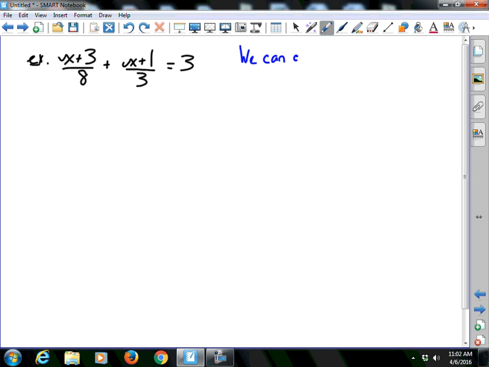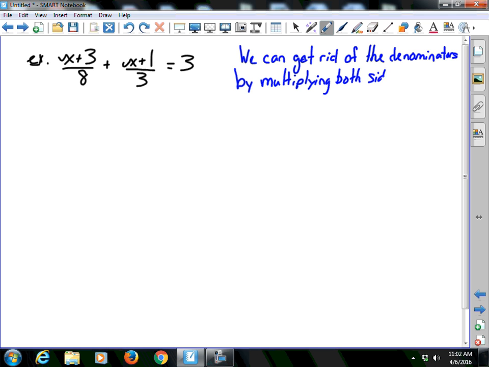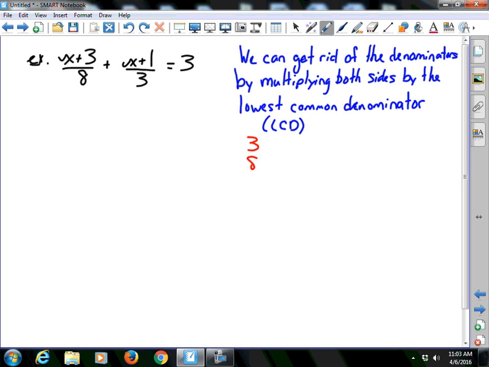We can get rid of the denominators by multiplying both sides by the lowest common denominator. The LCD. So we look at our two denominators we have here, 3 and 8. Now we can list the multiples of 3 and 8 and figure out when we have a pair. In this case, it's 24.